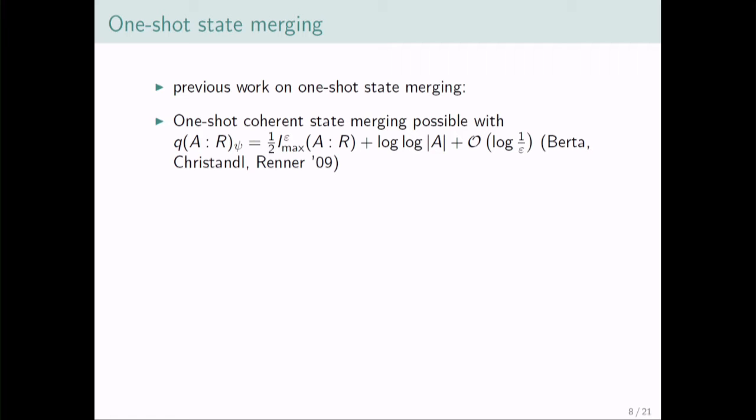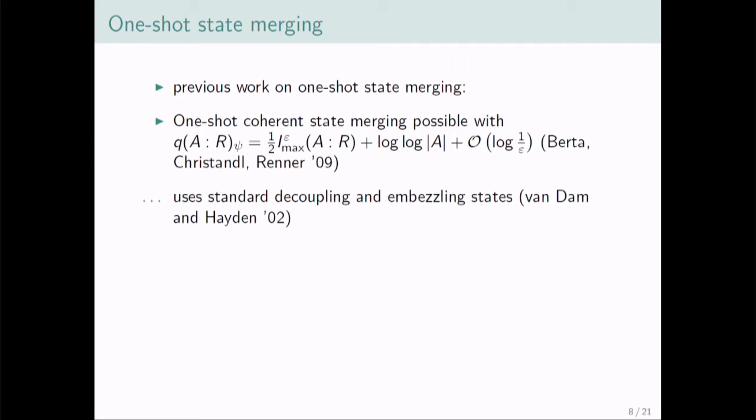So Berta, Christandl, and Renner showed that one-shot quantum state merging is actually possible with a quantum communication cost that is proportional to this max mutual information, which will play the important role in the characterization of catalytic decoupling. And they use the standard decoupling theorem that I have presented to you in the last few slides, but on top of that they need a concept called embezzling states, which was introduced by Van Dam and Hayden.